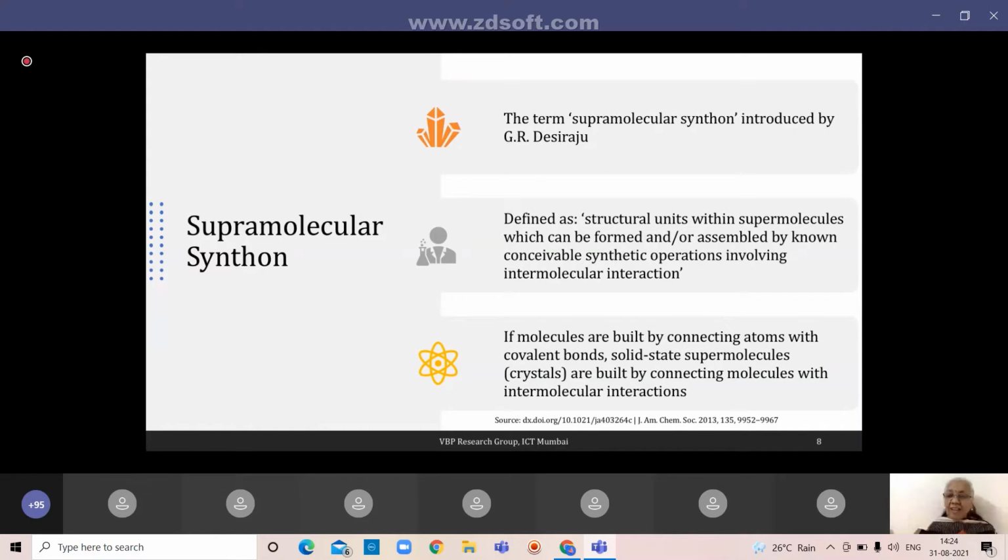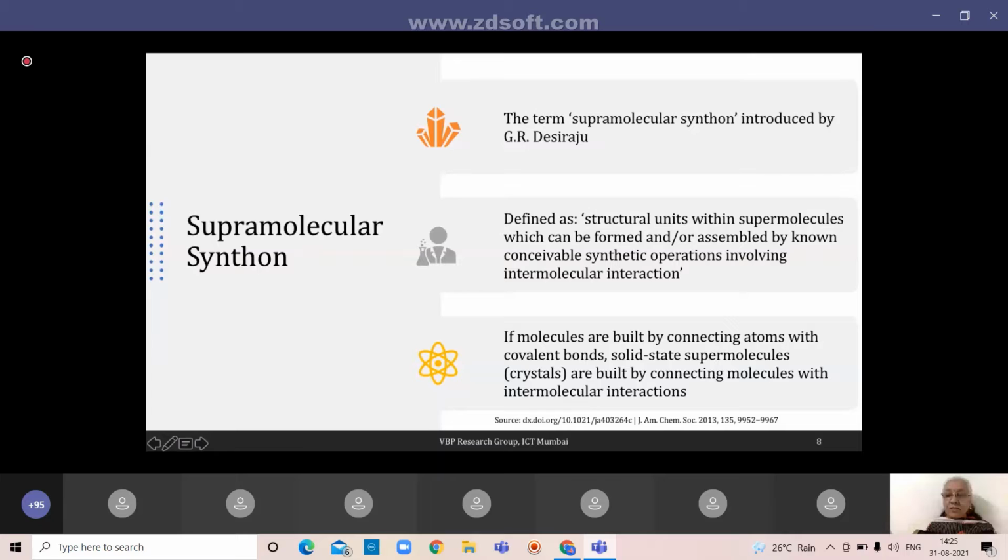In case you have not read some of the references and you intend working in the area of crystal engineering, I would suggest, I have put the source at the bottom of the slide. Please go through these references. There's a very good review article in the Journal of the American Chemical Society, where this term, supramolecular synthon, has been introduced by him. How does he define it? He says these are structural units within supermolecules which can be formed or assembled by known conceivable synthetic operations. And what are these operations? These operations involve intermolecular interaction.